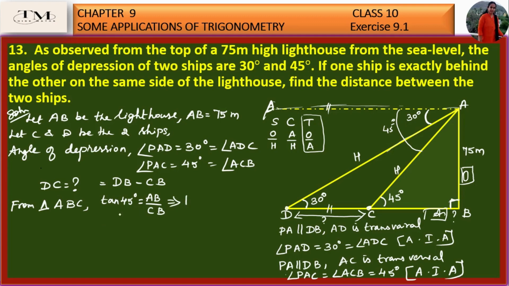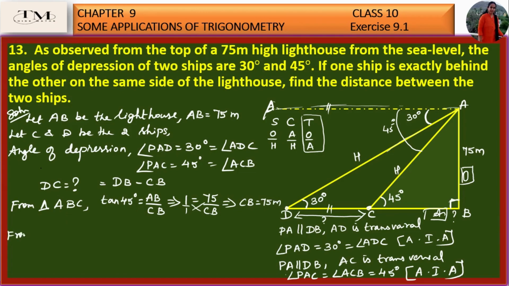What is tan 45? Tan 45 is 1. 1 is equal to AB, and AB length is 75. So 75 by CB. This can be written as 1 by 1. Just cross multiply. If you cross multiply 1 into CB, it is CB. 1 into 75 is 75. So CB is equal to 75 meter.